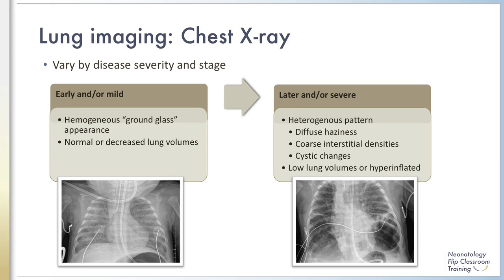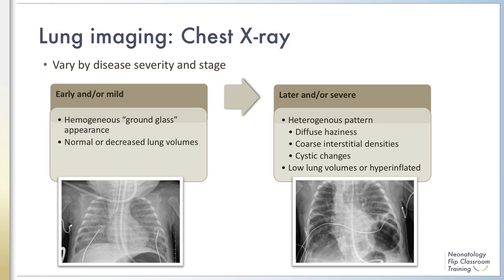Chest X-ray is by far the most commonly used imaging tool in the evaluation of lung disease. Chest X-ray findings in BPD vary by disease severity and stage. In the early phase on the left, chest X-rays of many infants with BPD or evolving BPD show a homogeneous granular or ground glass pattern. Compare the chest X-ray on the left with the one on the right. Please note that over time, a more heterogeneous pattern with diffuse haziness, coarse interstitial densities, and cystic-like structures may appear.